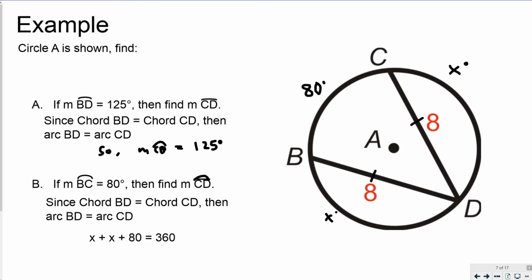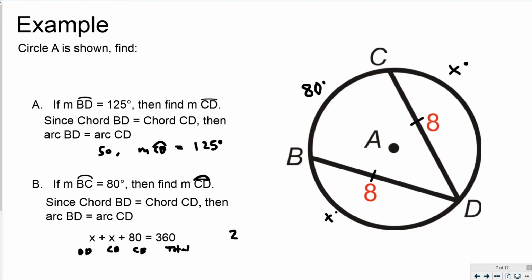So here is BD, CD, and CB is here. So that's all three arcs that are given to me in the circle, and they must total to 360. So now I can solve this equation.